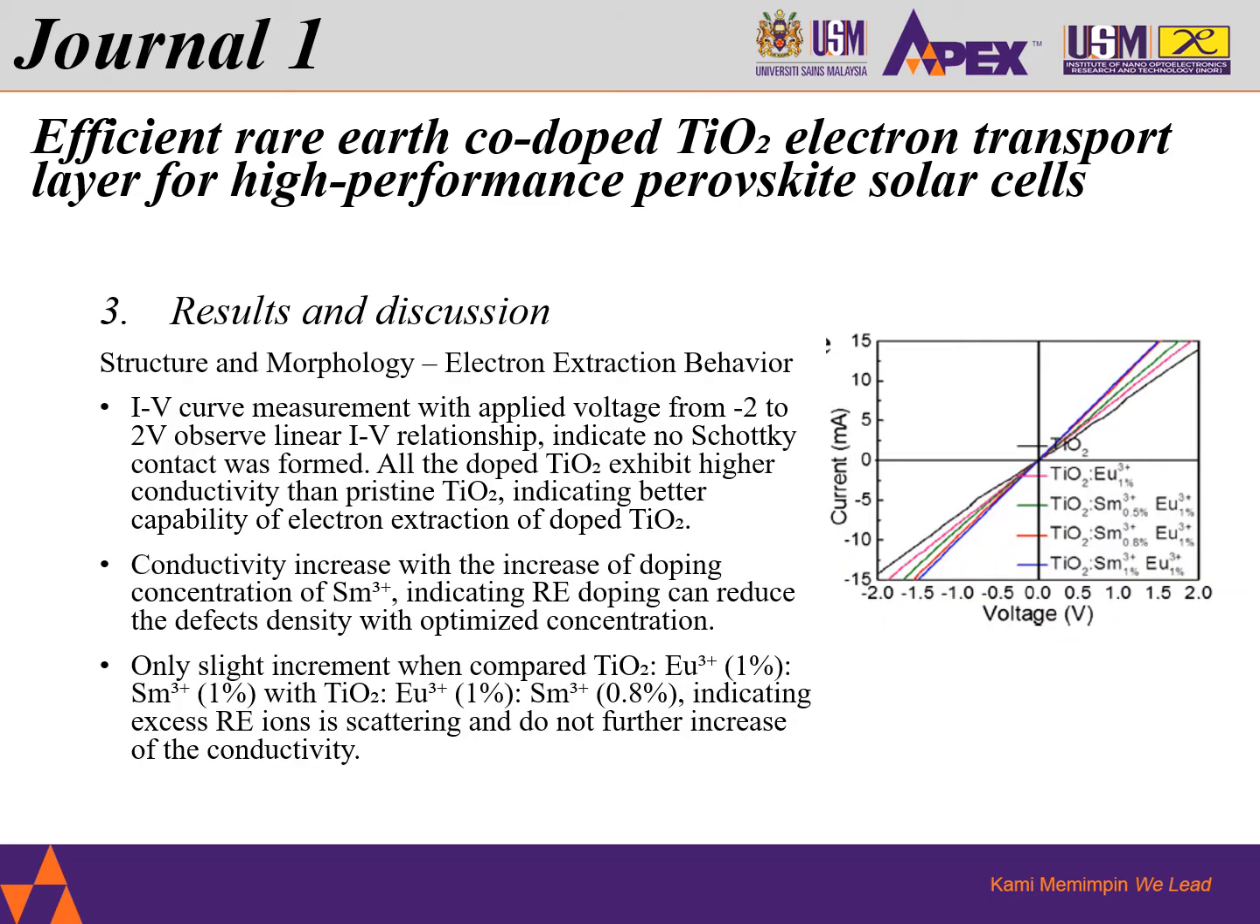To understand the electron extraction behavior, IV curve measurement has been carried out. As you can see from the figure, the researchers applied a voltage from -2 to 2 volts. From the figure, you can also observe that a very linear IV relationship is measured. This indicates no Schottky contact was formed. Also, the doped TiO2 exhibits a higher conductivity than the one without doping, indicating a very good electron extraction capability of doped TiO2. Besides that, you can also extract the information that the conductivity increases with the increase of doping concentration of the Sm ion.